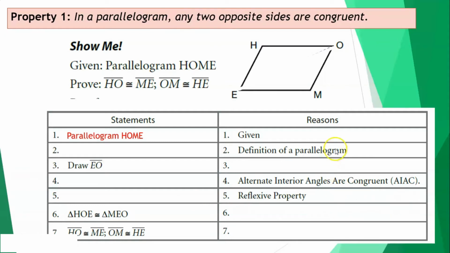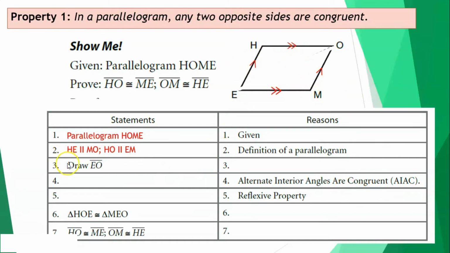So take note here, in reason number 2, we have a definition of a parallelogram. With that, we can say that HE is parallel to MO and HO is also parallel to EM. Take note, you have to label your drawing. So with that, we have to put our markings in here.